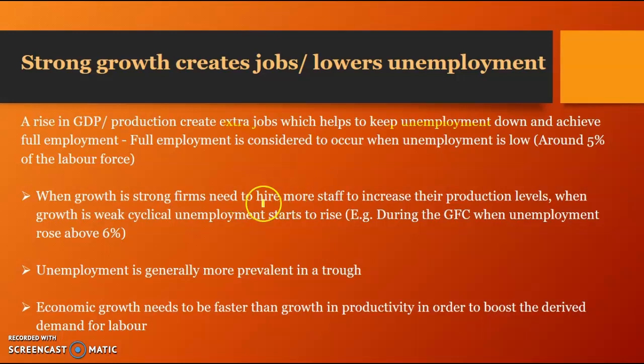So when growth is strong, firms need to hire more staff to increase their production levels, and this reduces what we call cyclical unemployment. Cyclical unemployment is unemployment that occurs because of a lack of aggregate demand, or a lack of demand in the economy.